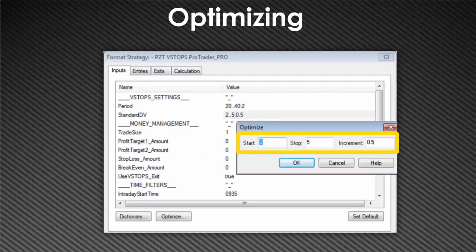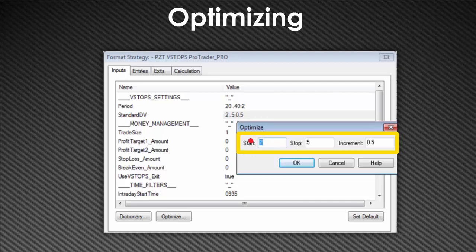The way that we would do this when using a tool like VSTOPS ProTrader is that we can optimize by setting a range, with a start point, a stop point, and an increment. And as I mentioned, there are two values with VSTOPS, the indicator values that tend to have the most effect on its actual entries, and that's the period and the standard deviation.